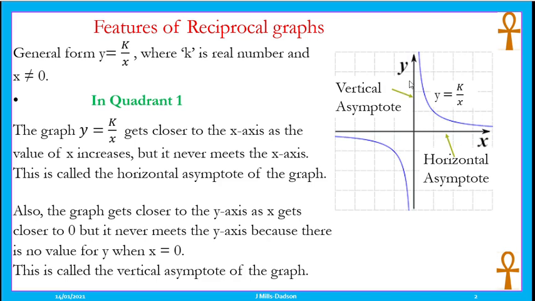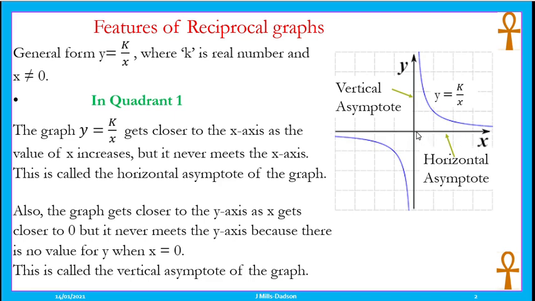So we can say that when you draw a reciprocal graph, you see that the graph will be asymptotic to both the x axis and the y axis. In other words, the graph will be asymptotic to both x equals 0, y equals 0. When you come to this section, it's the same thing, asymptotic to both y axis and x axis.